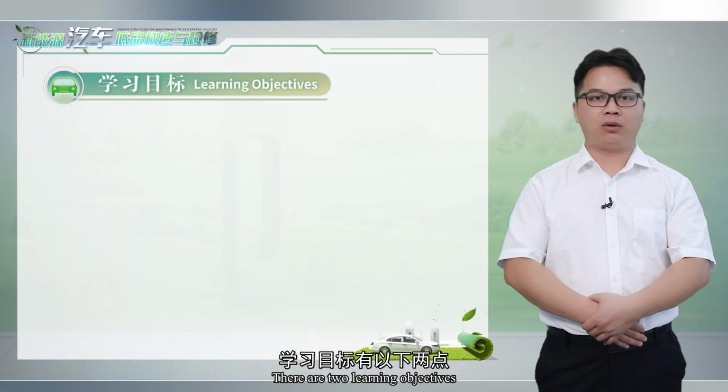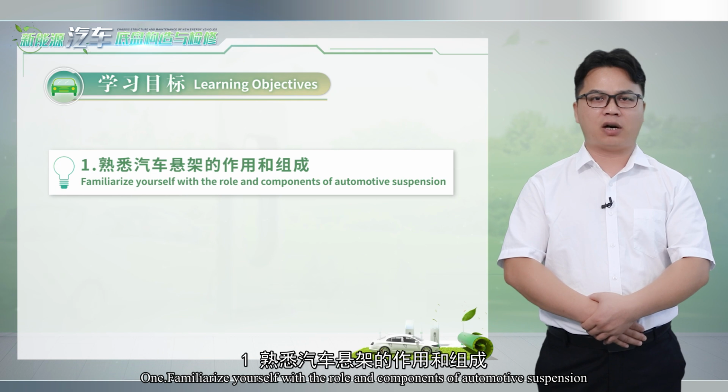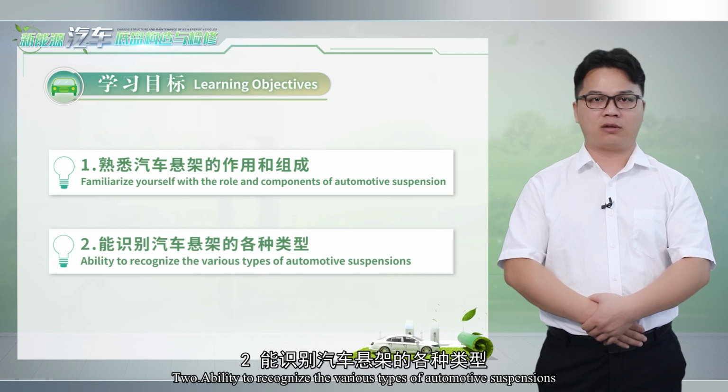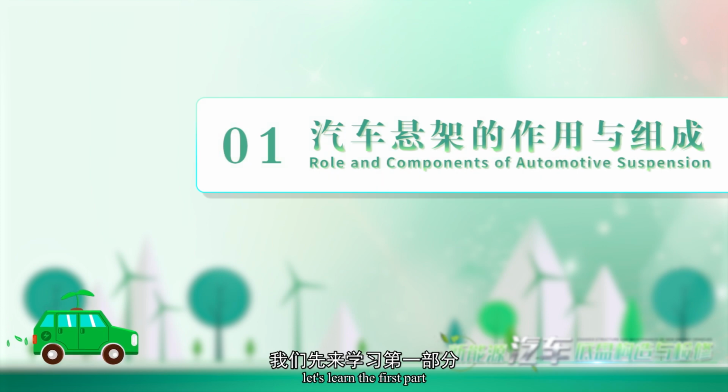There are two learning objectives. 1. Familiarize yourself with the role and components of automotive suspension. 2. Ability to recognize the various types of automotive suspensions. Next, let's learn the first part, role and components of automotive suspension.